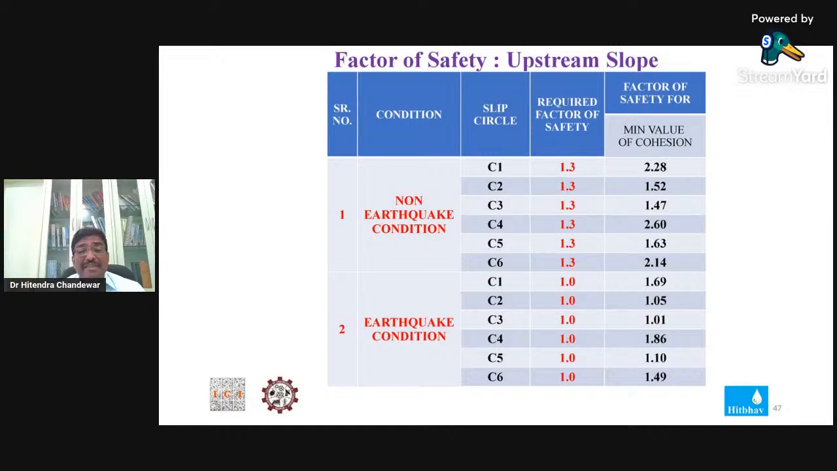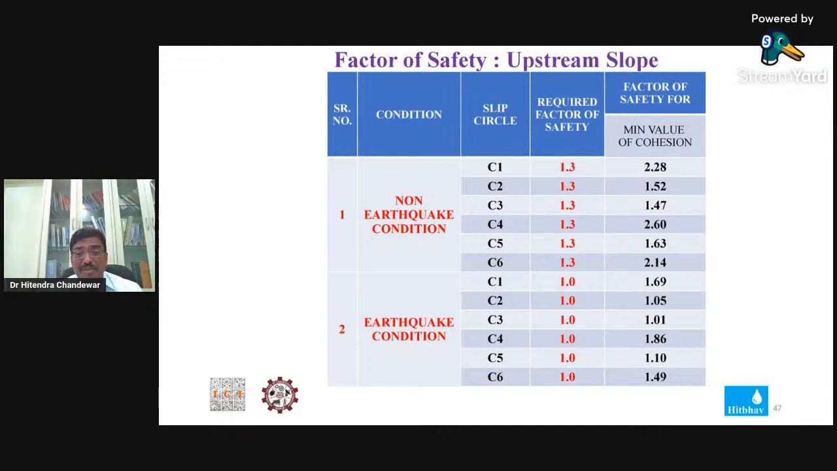In my case, for the upstream slope, for the non-earthquake condition, slip circle C1, my factor of safety was 2.28 against 1.3. For C2, the factor of safety was 1.52 against 1.3. Then like this, you will find that these are the factors of safety and this is the minimum.